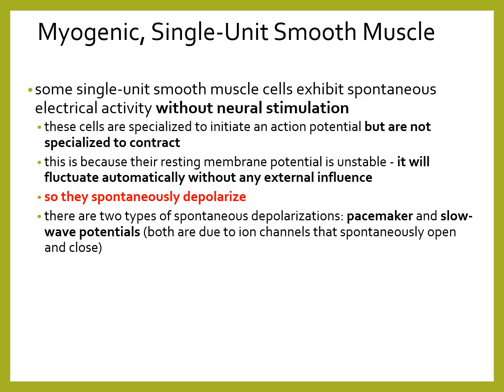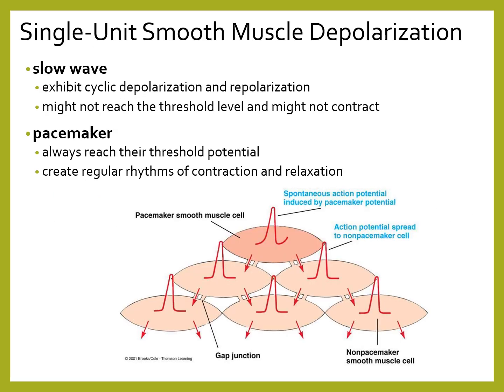Now, these types of smooth muscle cells can be either a pacemaker or slow wave. In the pacemaker, you're going to have a regular and rhythmic spontaneous depolarization towards threshold, so that these smooth muscle cells regularly and rhythmically generate their own action potential. And in slow wave potentials, you're going to see that there's not necessarily a rhythmic pattern. In slow wave, they do exhibit cyclic depolarization and repolarization. However, they might not cyclically reach threshold and they might not cyclically contract.